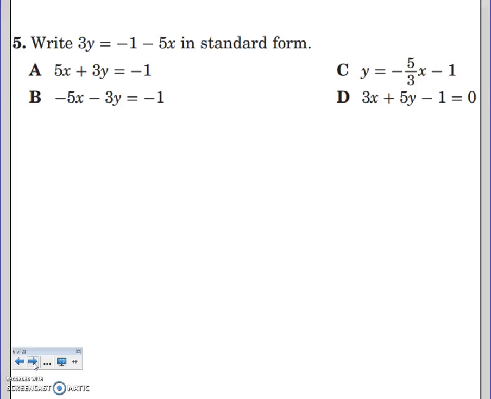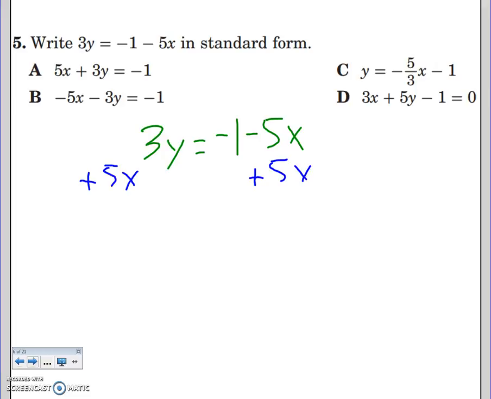All right, 5, write that in standard form. Remember the rules for standard form. No fractions or decimals. A has to be positive, so I need to move that x to the other side. And x and y on the same side, C has to be by itself. The number without letter has to be on its own side. So add 5x to both sides. Positive 5x plus 3y equals -1. That's the answer. That is A.